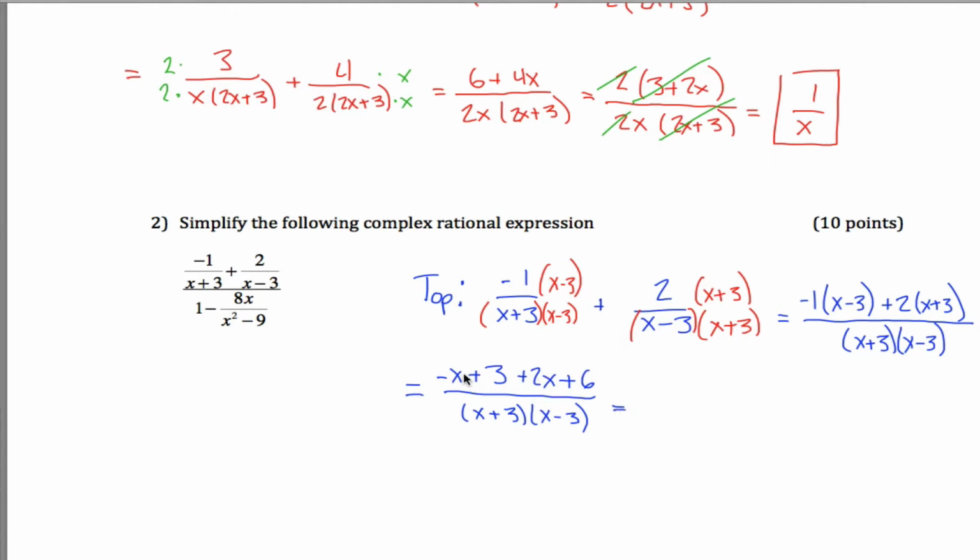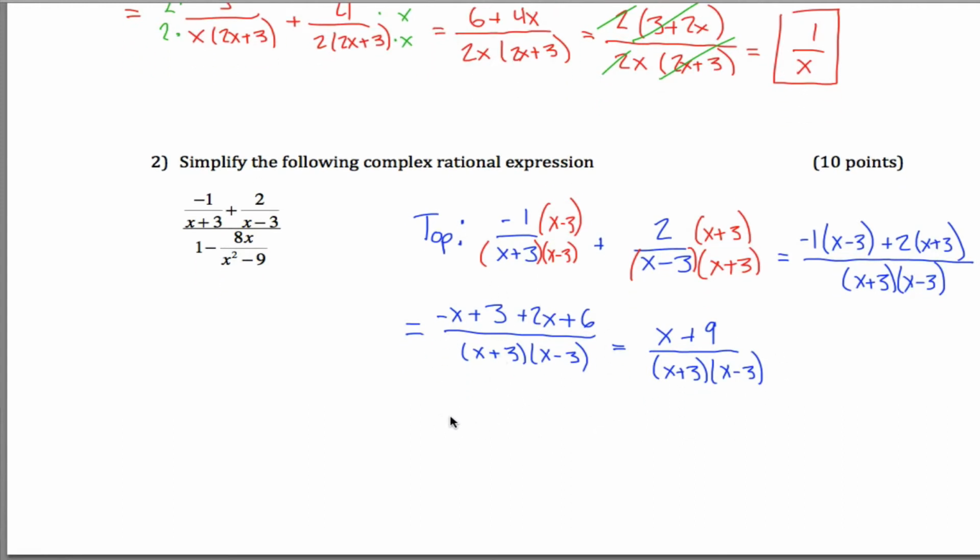Combine like terms: 2x minus 1x just leaves me with 1x. 6 and 3 leaves me with 9. So I got x plus 9 up in the numerator. And then down in the denominator, I got this mess, x plus 3 times x minus 3. All right, here's the top. Do that again for the bottom. Over here, I guess.